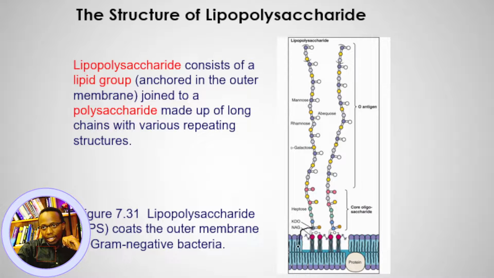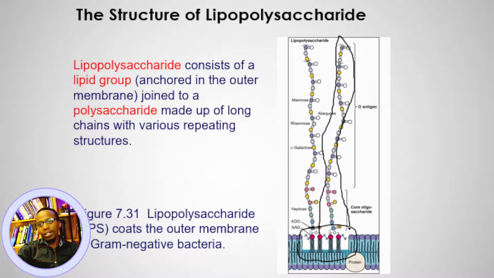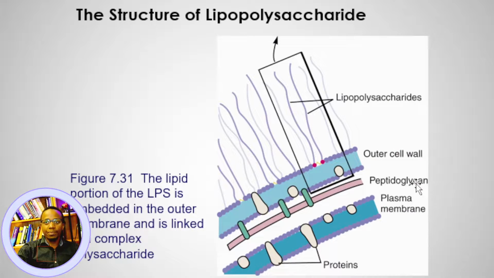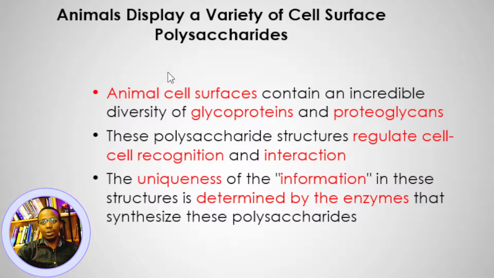So the lipid is this one down here, and we'll talk about lipids in the next chapter, but lipids are down here, and then you have a polysaccharide, and up here, lipopolysaccharide, right? And these are really important, and they work as signal molecules, and they can also do other roles as well.